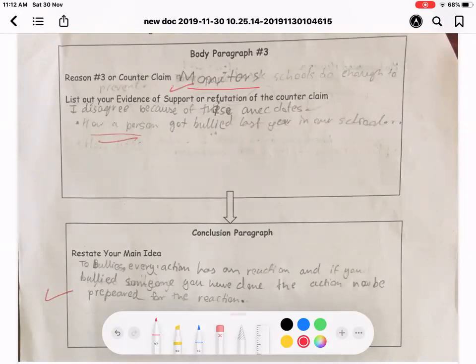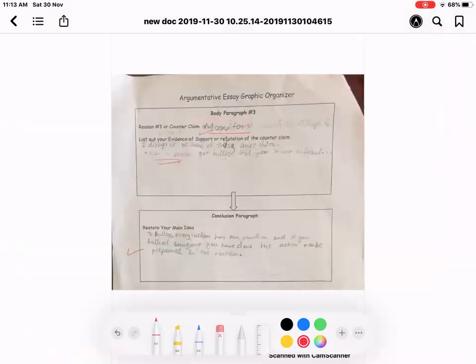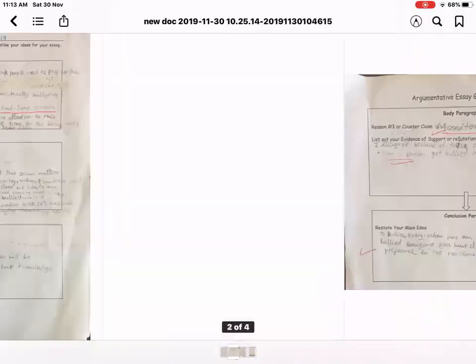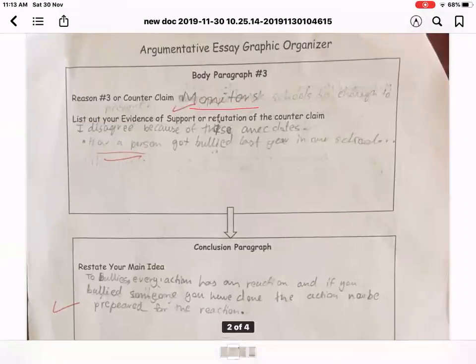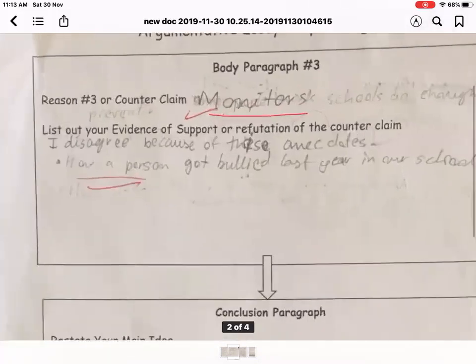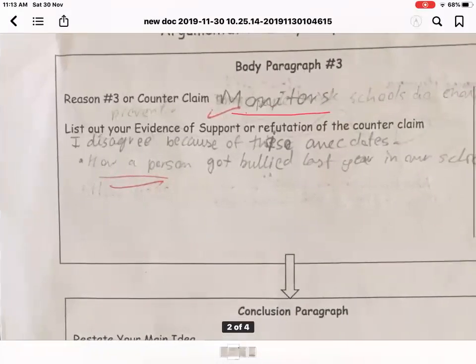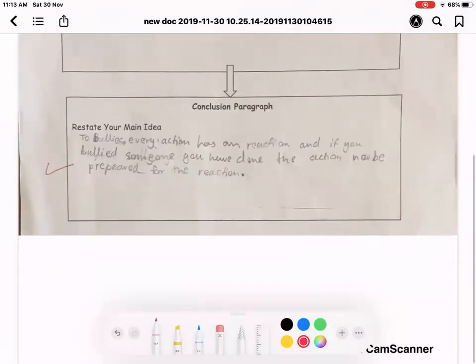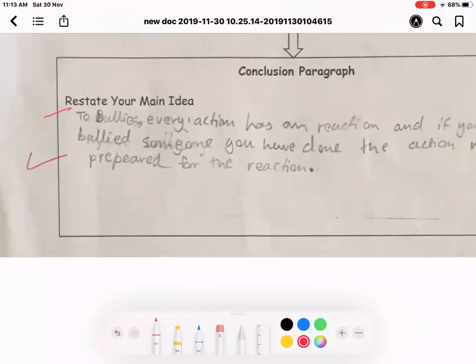Again, the student believes that schools do not do enough to stop bullying. So this is the opinion, and he had two reasons for this opinion. The first one was no strict punishment, and the second one was no follow-ups. The counter argument is that people would say that no, schools do enough to stop bullying. They are doing their work properly, and their reason is schools have monitors. So the student here talked about the counter argument, and also he refuted it. He mentioned the refutation here, why he doesn't think that having monitors is enough to stop bullying. For the conclusion, he restated his main idea.